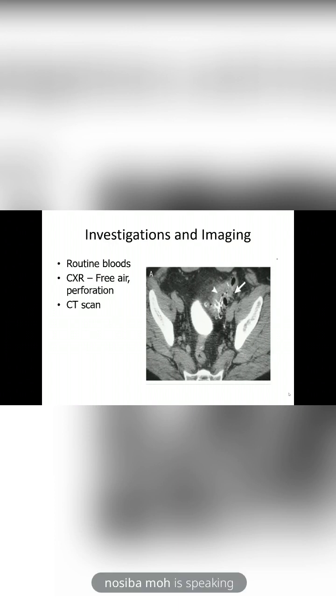We can do a plain radiograph, ultrasound, and CT scan.